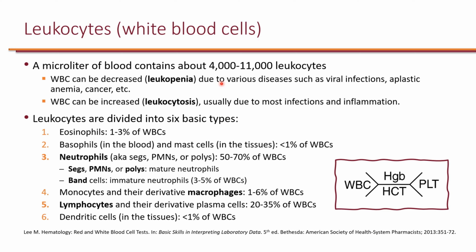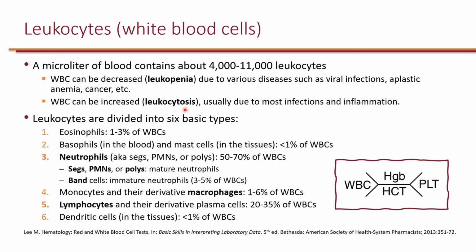So, the normal range is anywhere between 4,000 to 11,000 cells per microliter. Now, if somebody has low levels of white blood cells, that's referred to as leukopenia. And of course, the other end is if somebody has too many white blood cells, it's referred to as leukocytosis.